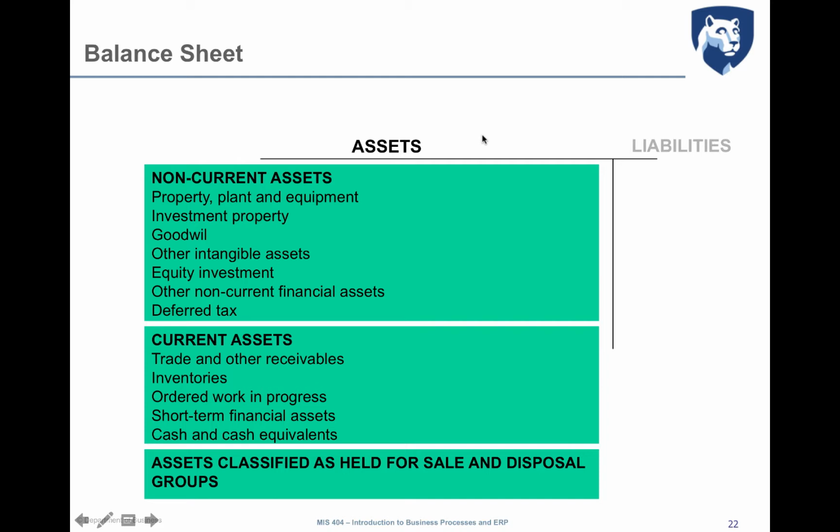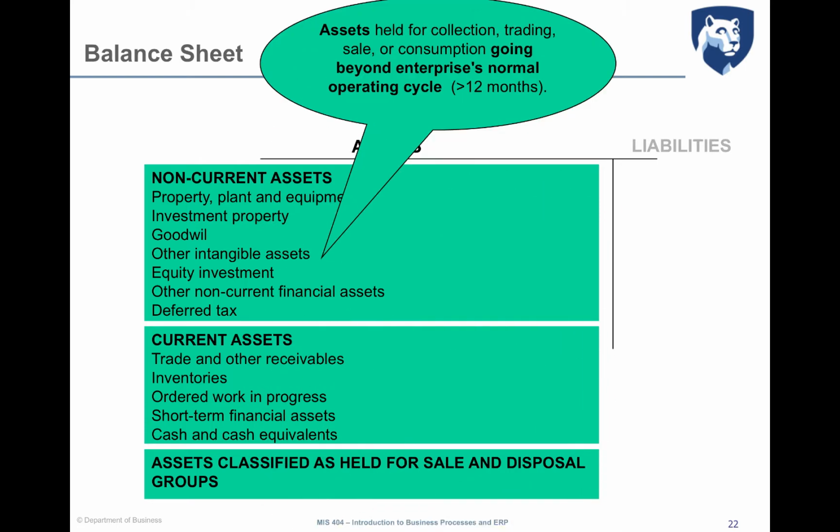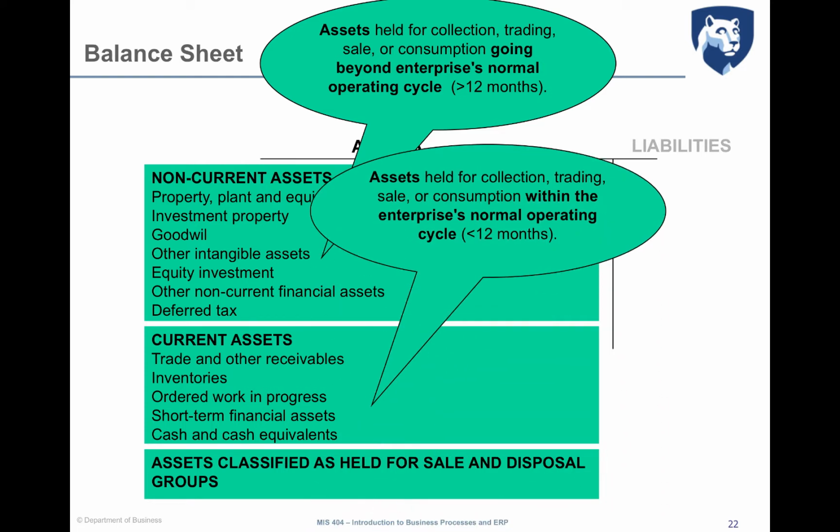Let's focus on assets. In terms of assets, we can distinguish between non-current assets, which are all the assets held for collection, trading, sale, or consumption going beyond the enterprise's normal operating cycle, so a period of time which is higher than 12 months. Then we have current assets, which instead are assets held for collection, trading, sale, or consumption within the enterprise's normal operating cycle, meaning the year or less than 12 months.